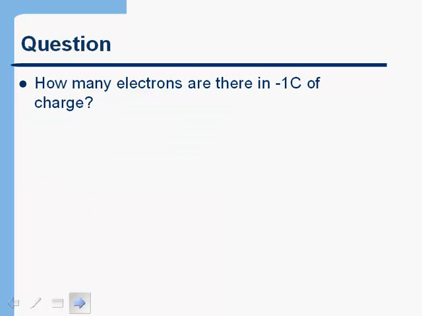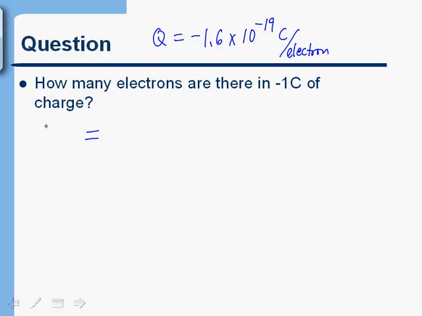So here's a question. How many electrons are there in negative 1 coulombs of charge? Well, we just said that the charge on one electron is negative 1.6 times 10 to the negative 19th coulombs. So in other words, that's coulombs per electron. To figure out how many electrons there are in 1 coulomb of charge, I would take the total charge, which is negative 1 coulomb, and divide by the charge on one electron, which is negative 1.6 times 10 to the negative 19th coulombs per electron.